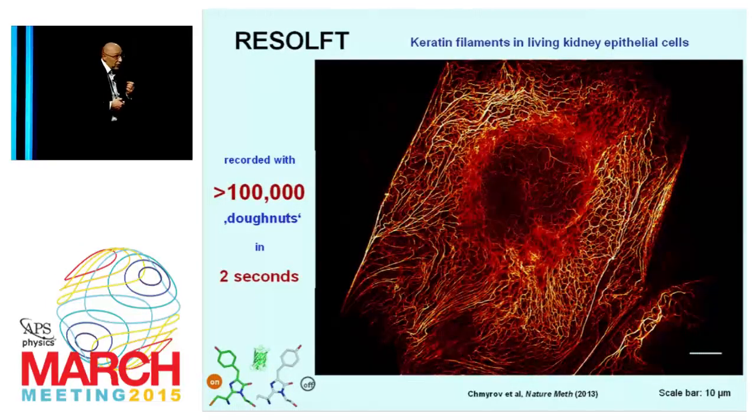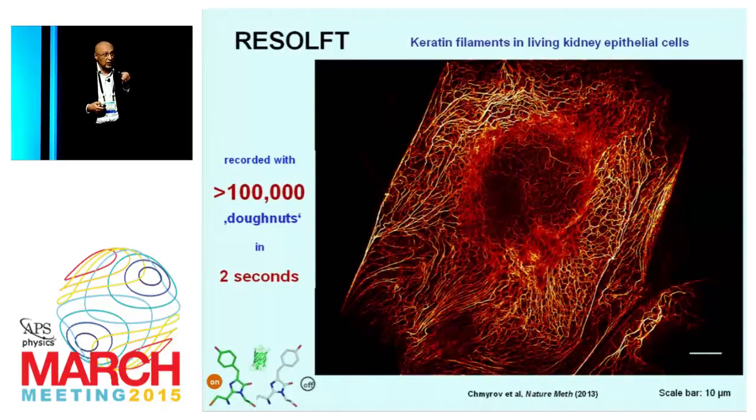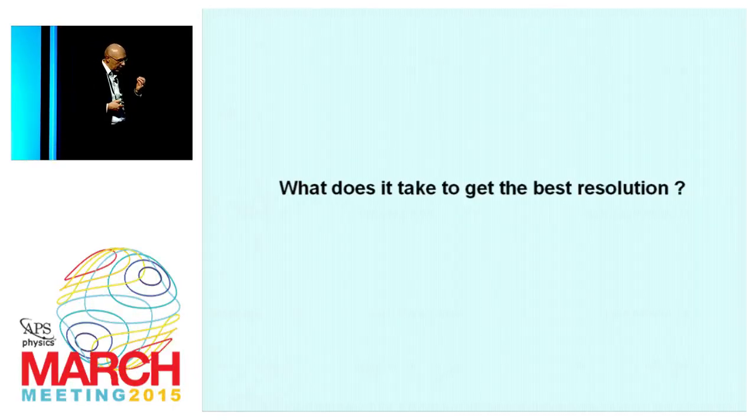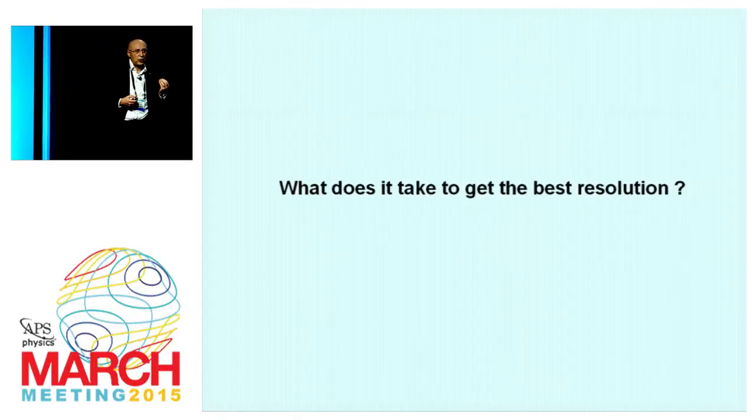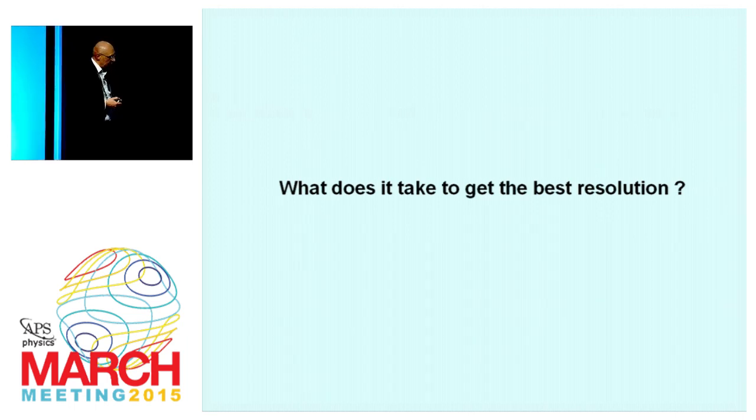Not only that, the transition is the decisive thing. The selection of the molecular state transition is absolutely critical. That determines the parameters of image formation. So what does it take to get the best resolution?